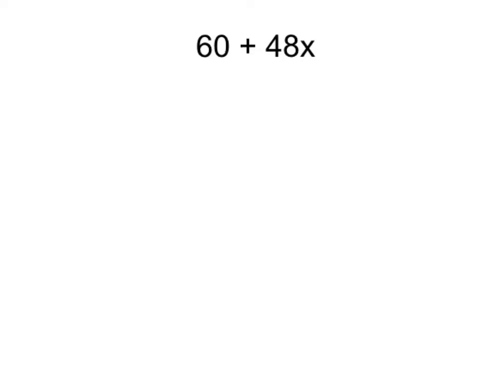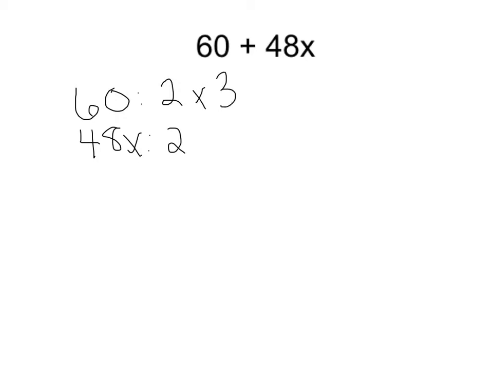Let's look at that again. So now we have 60 plus 48x. So we're going to do our prime factorization for these two numbers. So let's see, 60 and 48, I know there's going to be a 2 because they're both even, so we'll start with 2. 60 divided by 2 gets me to 30. 30 I know is going to have a 3 in it, with 10 left. 10 can be factored into another 2 and 5.